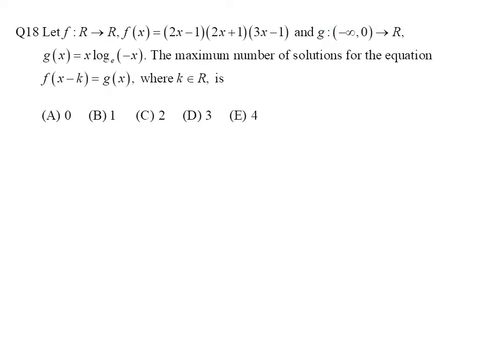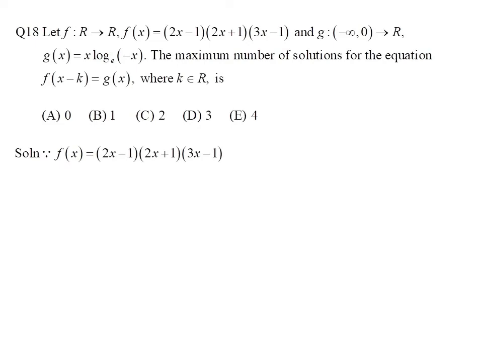Question 18 provides 2 functions, f(x) and g(x). f(x) equals (2x - 1) times (2x + 1) times (3x - 1). The domain of f(x) is the real numbers. g(x) equals x log base e of (-x), and the domain of g(x) is x less than 0. The question here is to find the maximum number of solutions for the equation f(x) - k = g(x), where k is a real number.